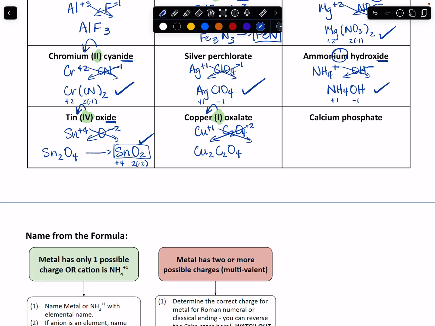So you cannot, in this instance, change those subscripts. You have to leave that one alone. All right, so just be careful.